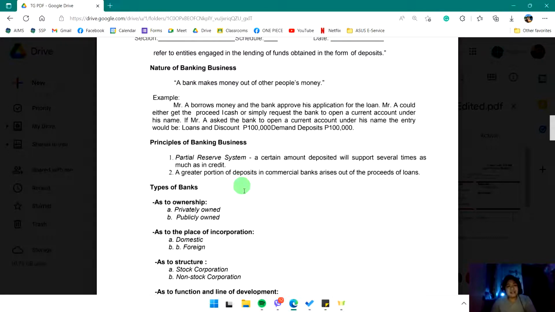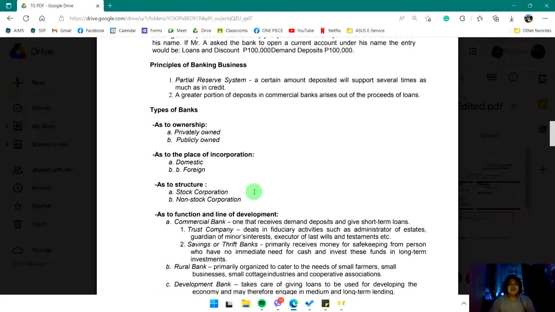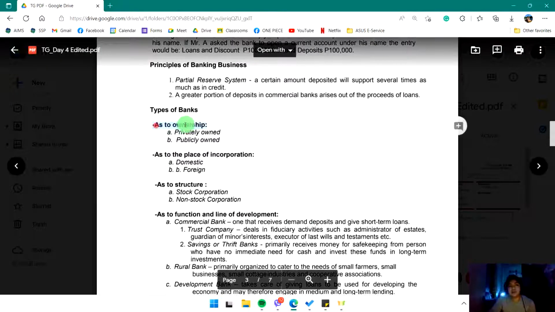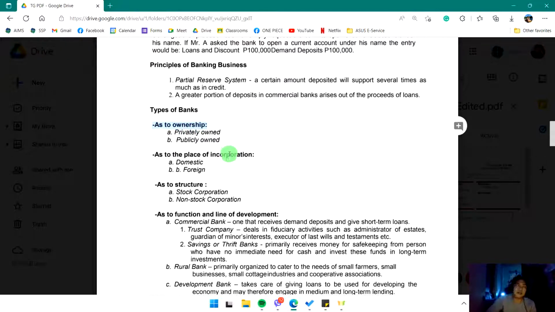Types of banks, we have here different categories of the types of banks. If we will talk about ownership, we have two types of banks. We have privately owned and publicly owned, or what we call government owned. If we will talk about the place of incorporation, kung saan man ito nag-originate, we have domestic and we have foreign.